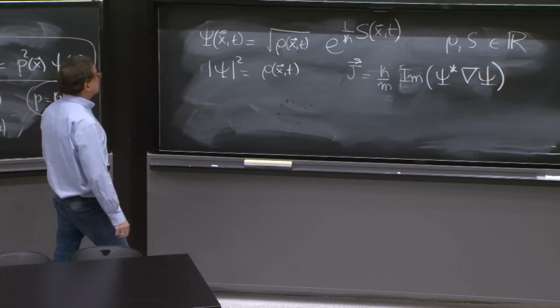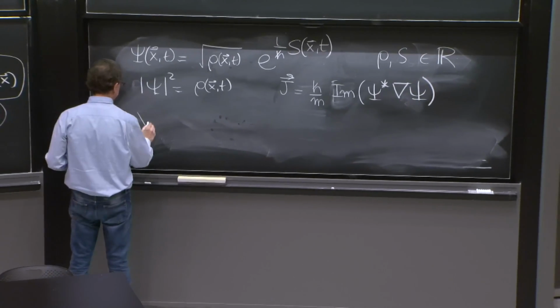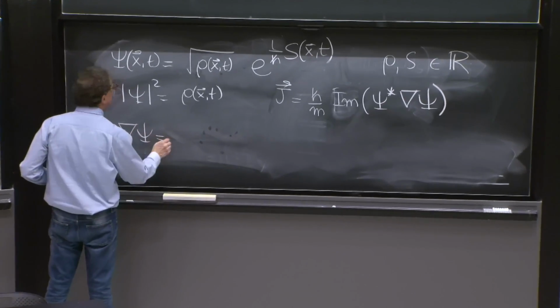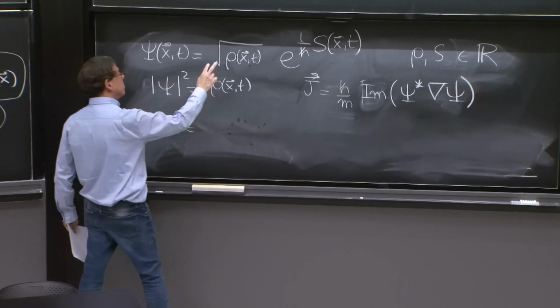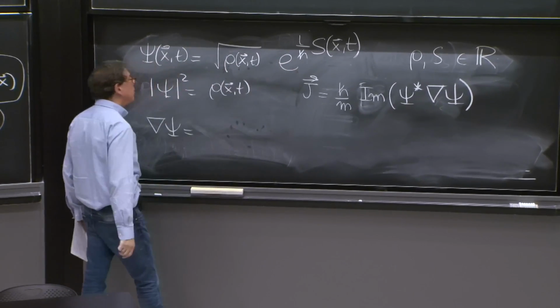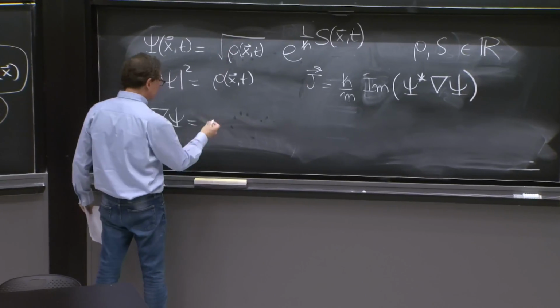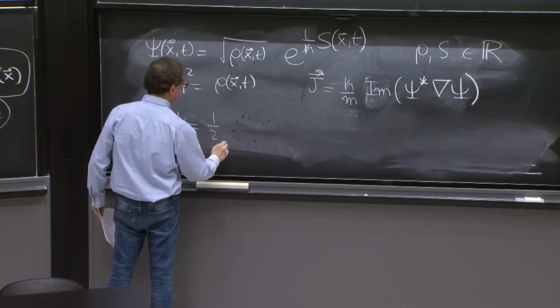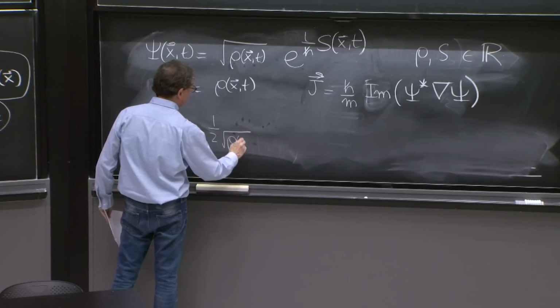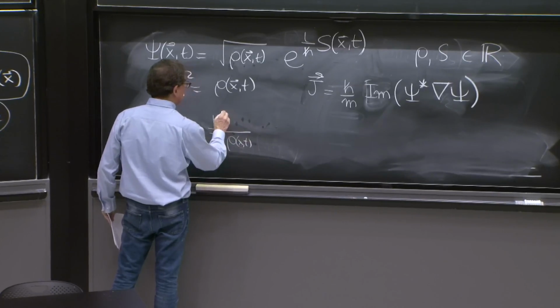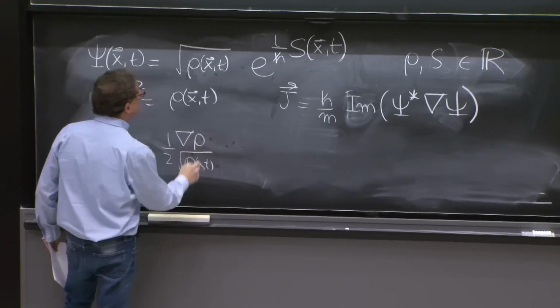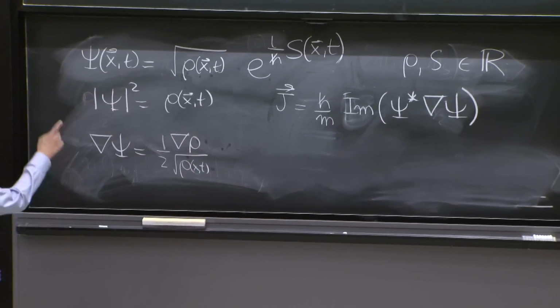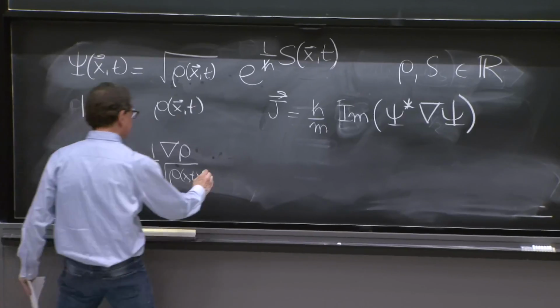So what is the gradient of psi? We must take the gradient of this. The gradient is a derivative, so it acts on one factor, then on the other. When it acts on the first, it gives 1 over 2 square root of rho of x and t, times the gradient of rho, times the phase factor.